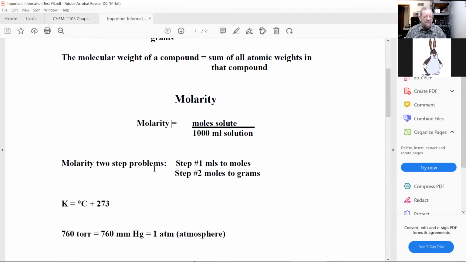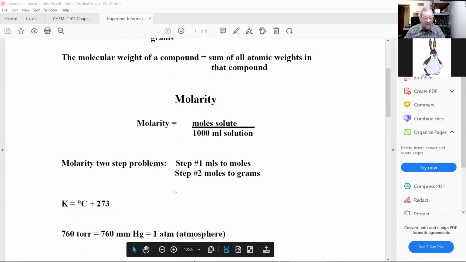Molarity two-step problems. First, you go from milliliters to moles. And now, second step, you go moles to grams. Again, first step, milliliters to moles. Second step, moles to grams. In the past, you'd have to memorize this, but no more, because I'm going to give it to you on test number 3. And the important information will be, I think, the last 2 pages of your test number 3 PDF file.